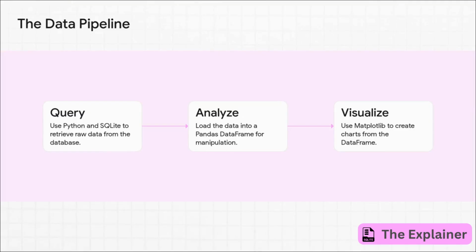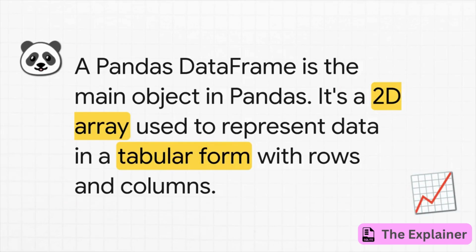So here's a super common and incredibly powerful workflow you'll see everywhere. Step 1, you use Python and SQLite to grab the exact data you want. Step 2, you load that data into another amazing library called Pandas to slice, dice, and analyze it. And step 3, you take your results and use a library like Matplotlib to turn it into a picture, a chart, something visual.